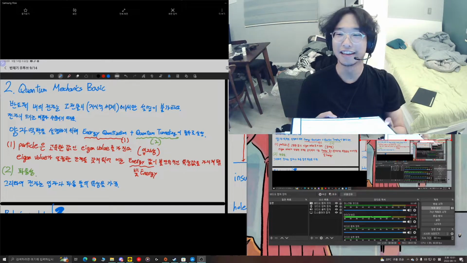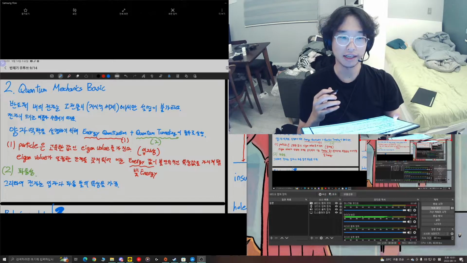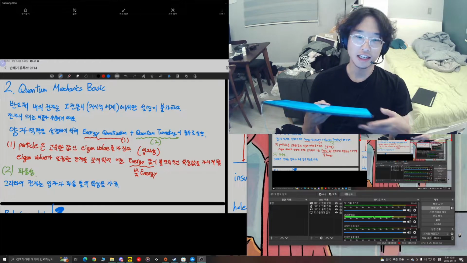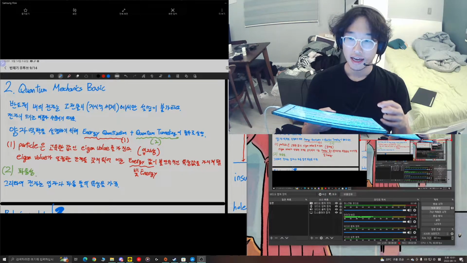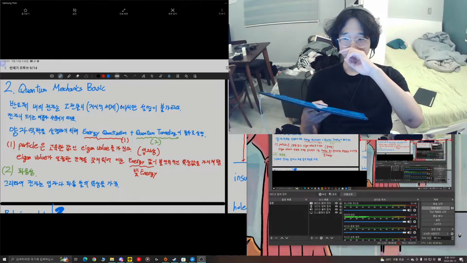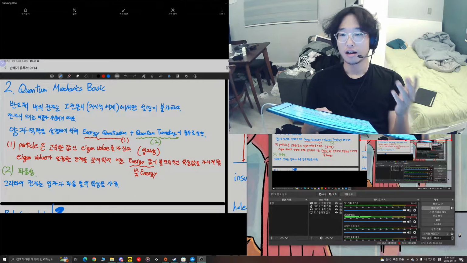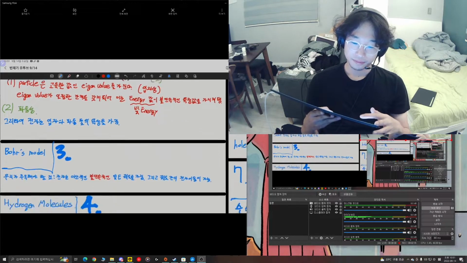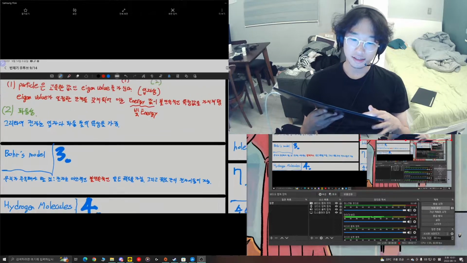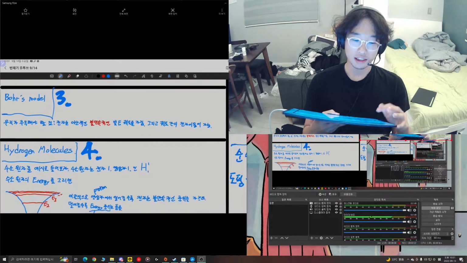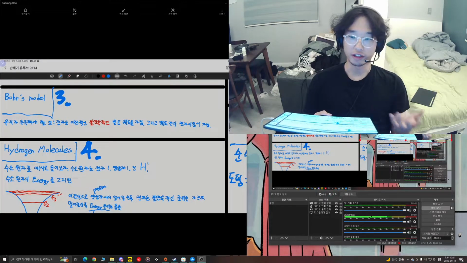To understand quantum mechanics basics, we have to know about energy quantization and quantum tunneling, and these two can explain two things about electrons: an electron can be a particle or an electron can be a wave, and these two things can be explained after we learn.